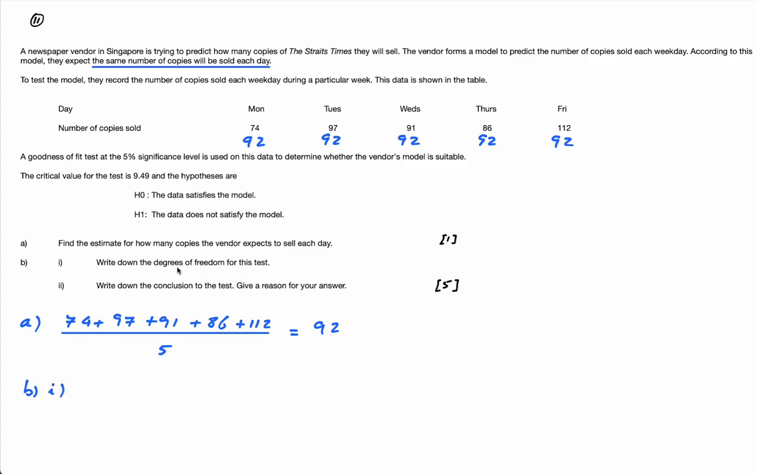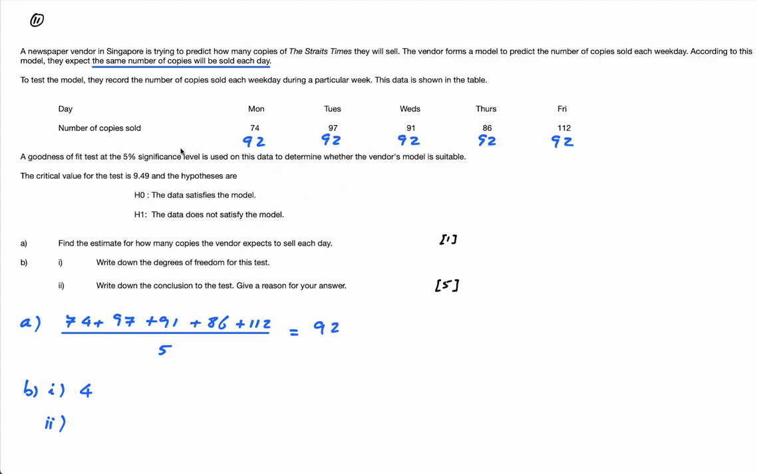Okay, B, part I. Write down the degrees of freedom for the test. If you remember for a goodness of fit test, guys, it's just n minus 1. So it's just 5 minus 1, which is 4. I'm just going to write down 4. Then, part II. Write down the conclusion to the test, give a reason for your answer.